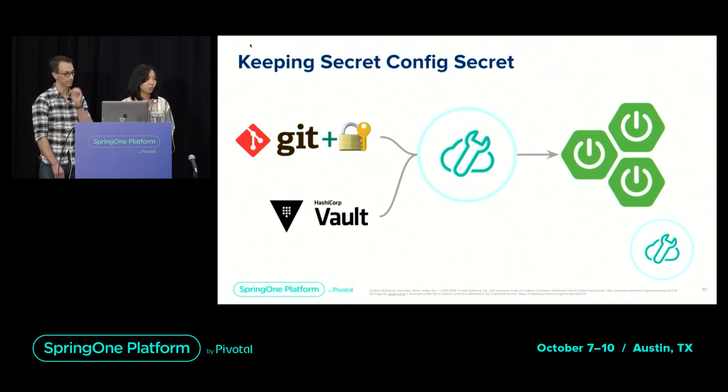Another approach is to store all the secret config in the product that is designed for secrets. Config Server also supports HashiCorp Vault, and that works really well. If you have an instance of Vault handy, then you can have your Config Server pull secrets from there.